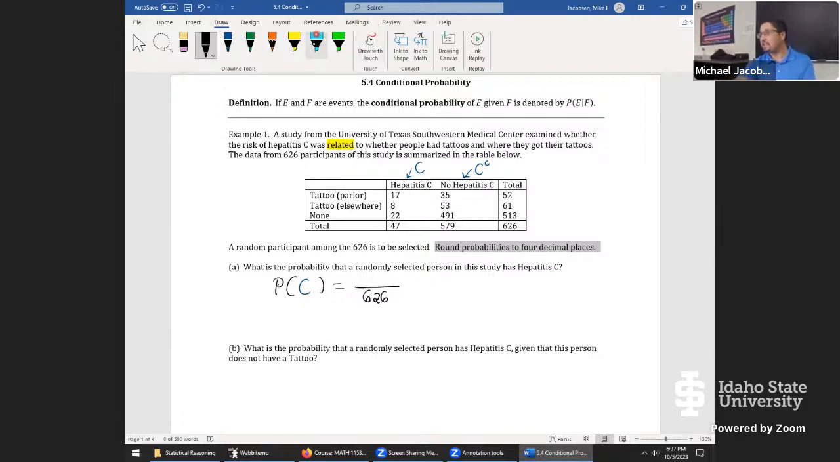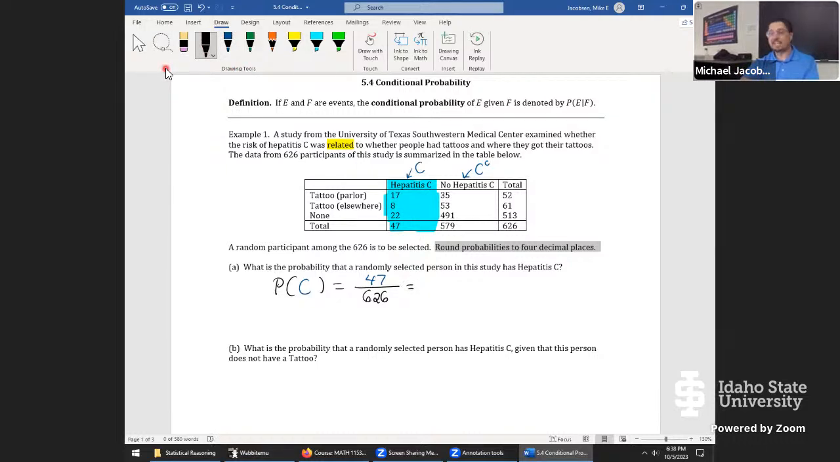Exactly. For hepatitis C, we're in this column and nowhere else. We could take the 8 plus the 17 plus the 22. But in this problem, there's no danger in just grabbing the total of 47. Since we're not going to be double counting anything at all, this is just one event, probability of C. There's 47 different ways to select a person that had hepatitis C in this study. And so that's our value right there.